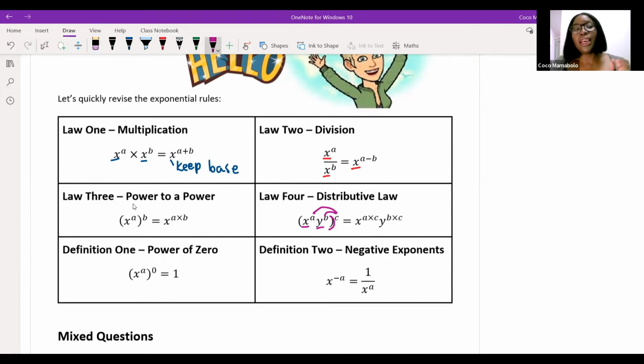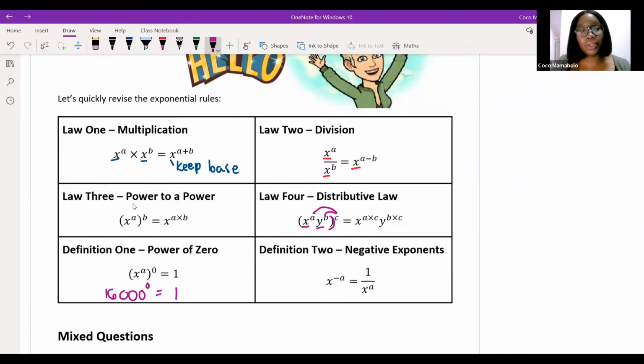Okay, then definitions, some of the definitions we need to know: that anything to the power of 0 is equal to 1. 16,000 to the power of 0 is equal to 1. My donkey wearing a hat to the power of 0 is equal to 1. So we need to remember that.